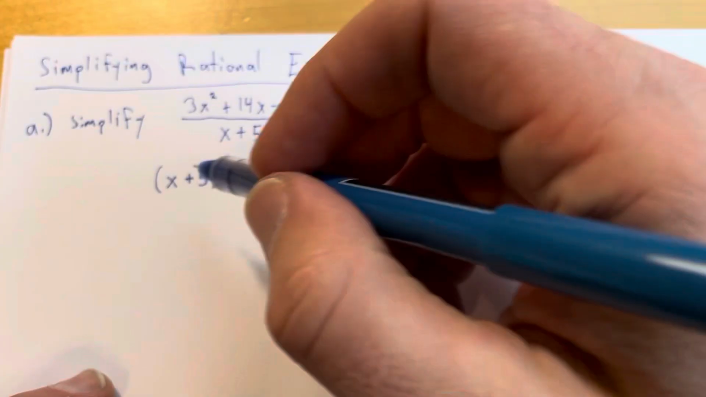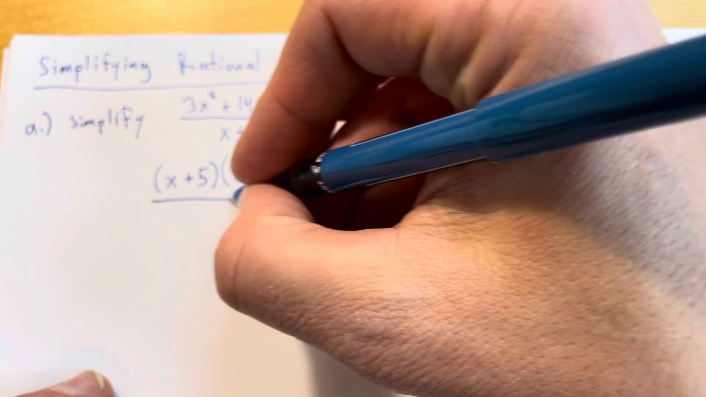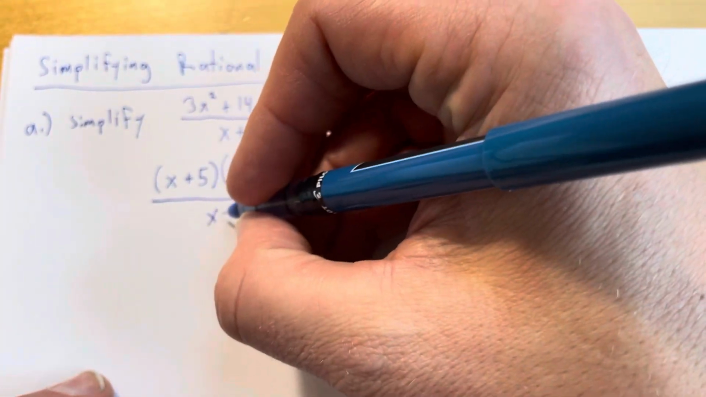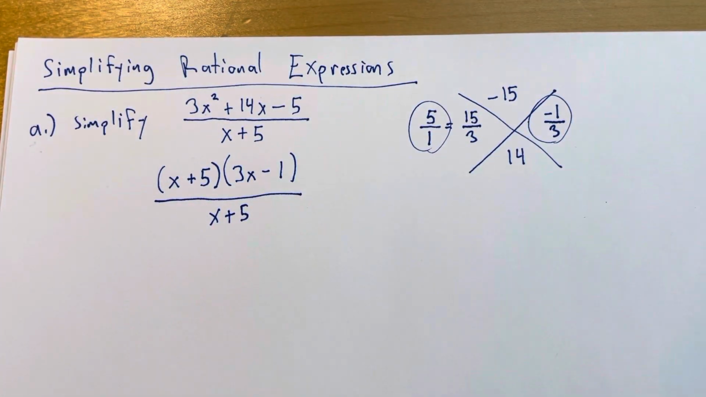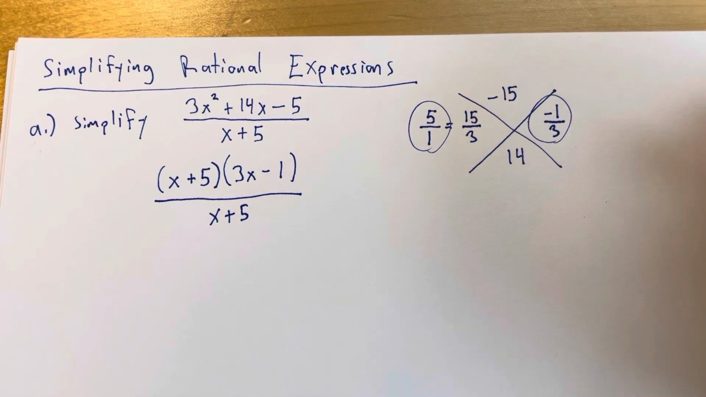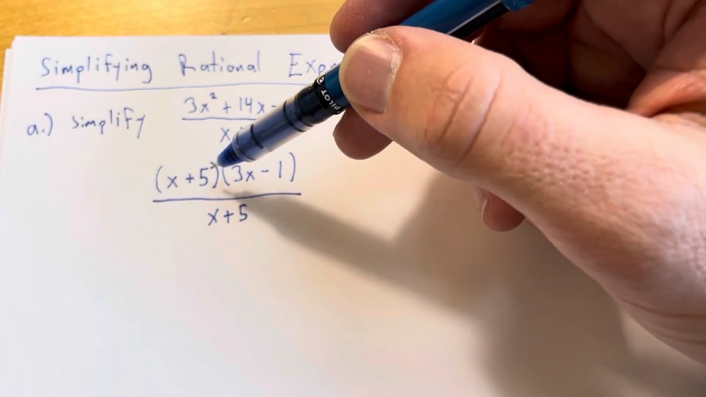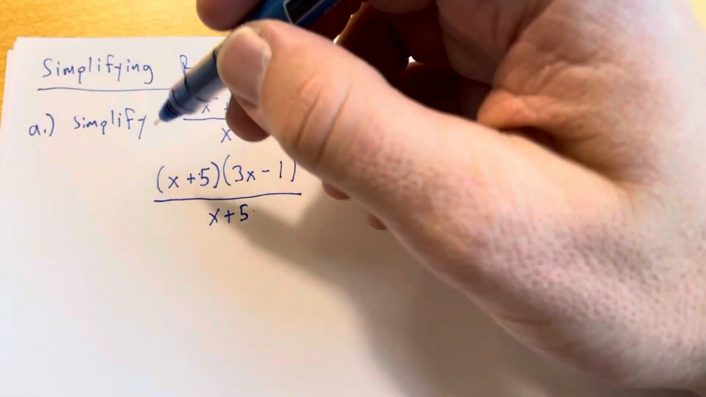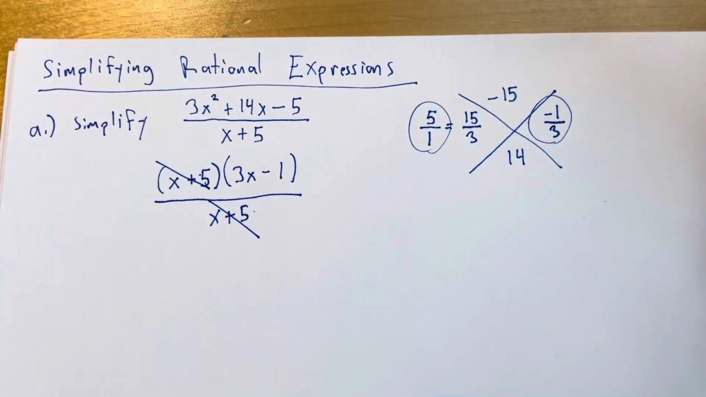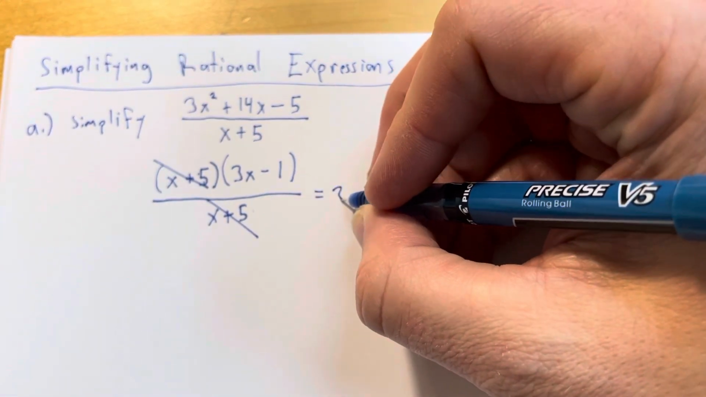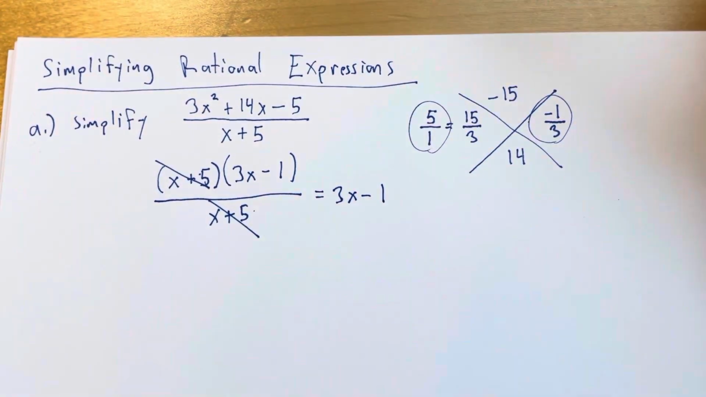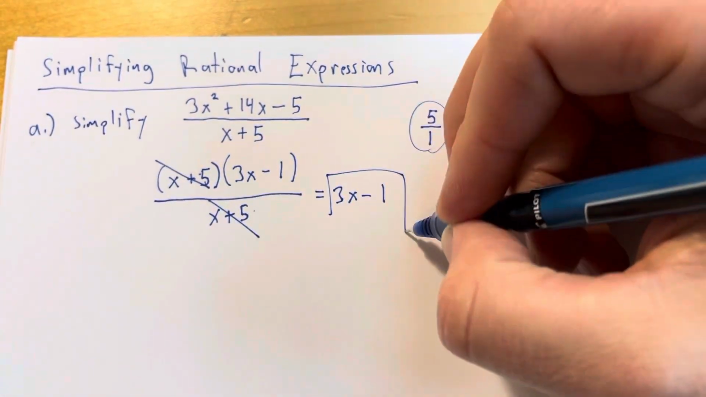And you can verify by multiplying it back out again to make sure that it worked. The denominator, x plus 5, is a linear expression, and I can't factor it any further. But if you notice, what's going to happen now is that this x plus 5 and this x plus 5 can cancel out. Those terms will cancel each other, and I'm left with the 3x minus 1 in the numerator. I don't need parentheses around it anymore because it's the only thing that's left. That would be my answer.